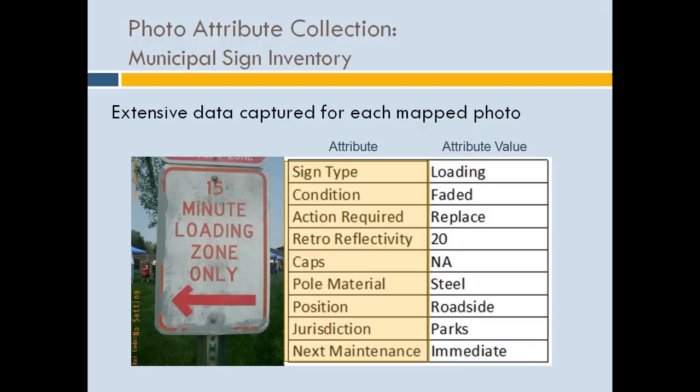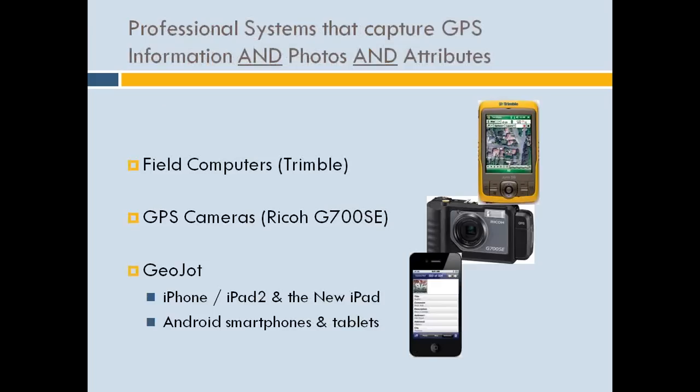This slide shows an example of a city sign inventory. It shows a photo of a loading zone sign and the attributes and the attribute values that have been collected to describe it. The first three attributes and their values are sign type, which is loading zone, condition, faded, and action required. So it's pretty obvious what the actionable information is. Replace the faded loading zone sign.